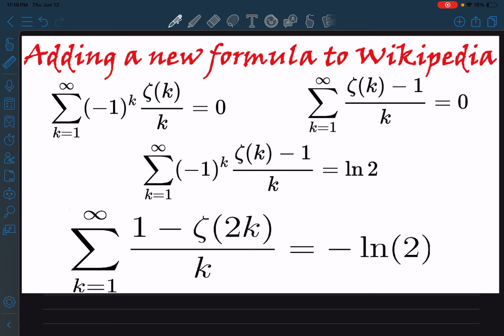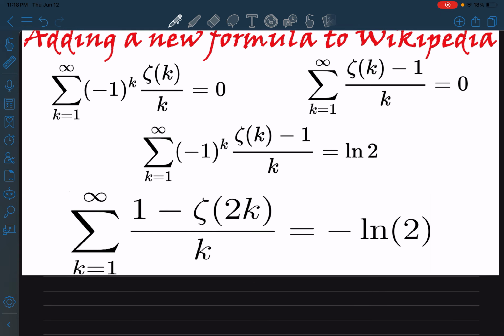Adding a new formula to Wikipedia. Okay, these first three formulas, all of those I found in Wikipedia, right? And also they needed something known as a principal value and stuff like that. But in this video, I'm just going to do the last one, right?